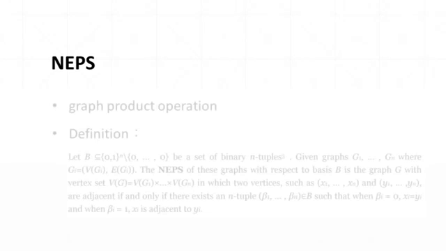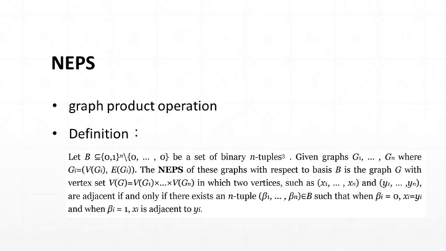The non-complete extended p-sum of graphs is a graph product operation. Here is the definition. G is the NEPS of graphs with respect to basis B. It has a vertex set that is the product of the vertex sets of starting graphs. 2 vertices are adjacent if and only if there exists an n-tuple such that when x_i equals y_i, beta_i equals 0, and when x_i is adjacent to y_i, beta_i equals 1.